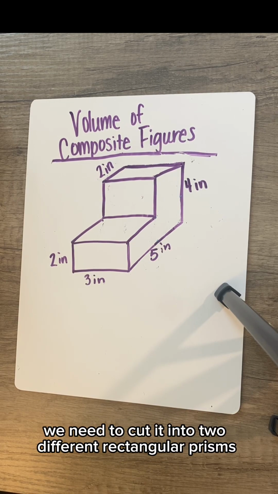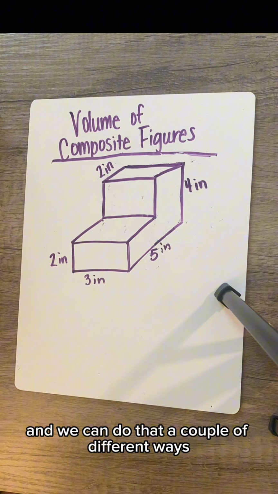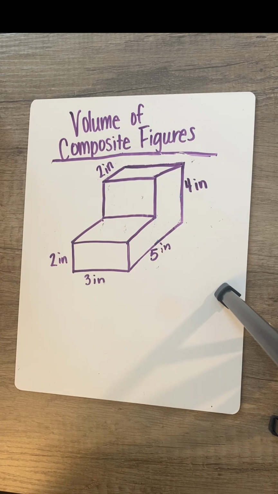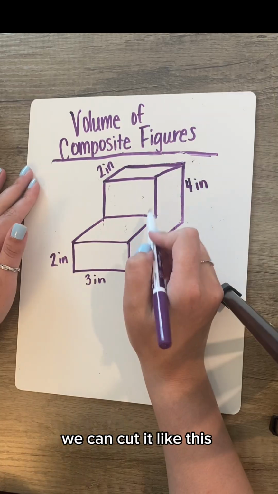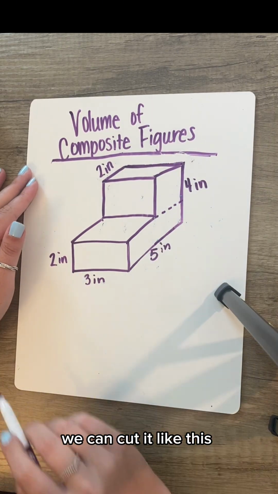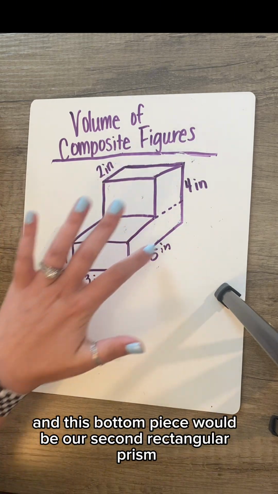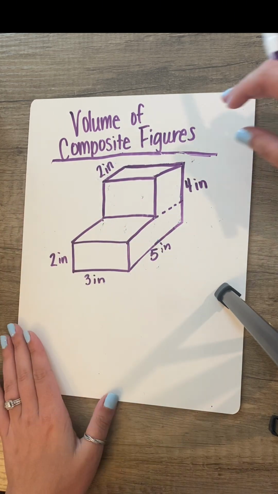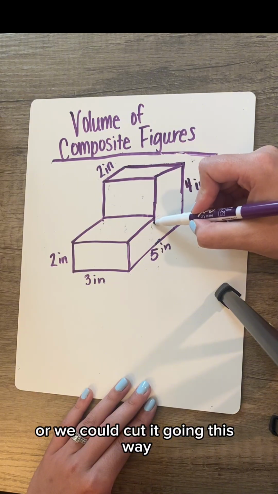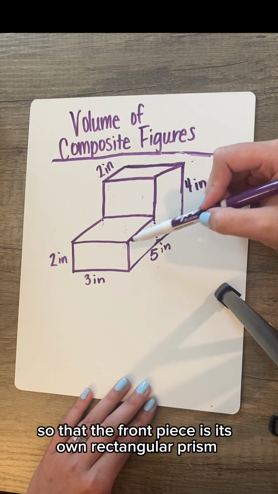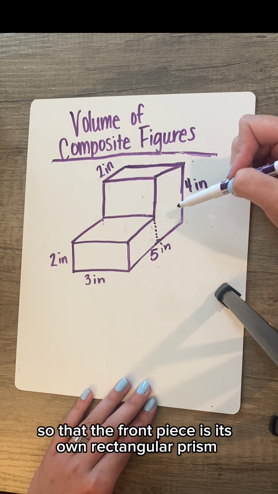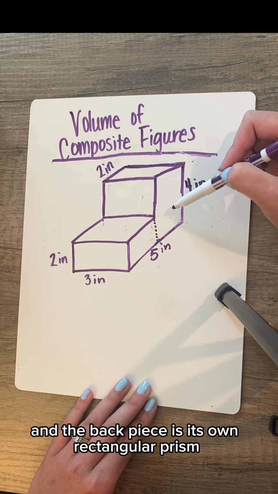We need to cut it into 2 different rectangular prisms. And we can do that a couple of different ways. So we can cut it like this, so that this would be our first rectangular prism and this bottom piece would be our second rectangular prism. Or we could cut it going this way, so that the front piece is its own rectangular prism and the back piece is its own rectangular prism.